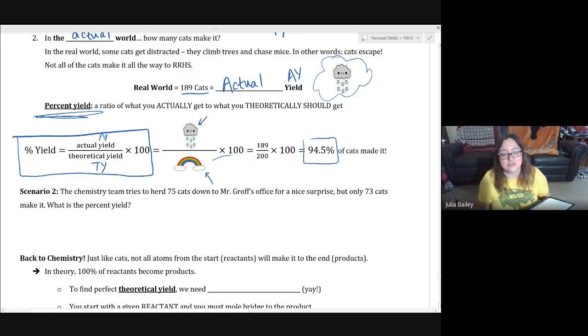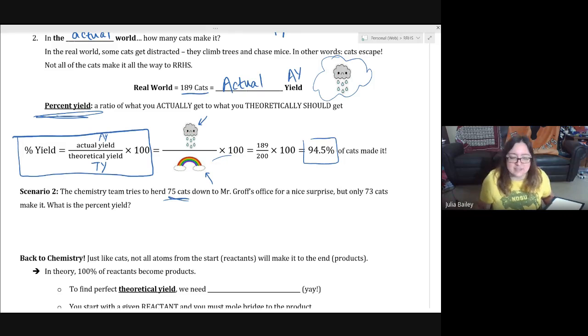Let's say once those 189 cats get to Round Rock High School, the rest of the chemistry team takes 75 of those cats and we try to herd them down to Mr. Groff's office to give him a nice surprise. But only 73 cats make it from the 600 building down to Mr. Groff's office. Because again, it's a big campus. We've got to go outside.